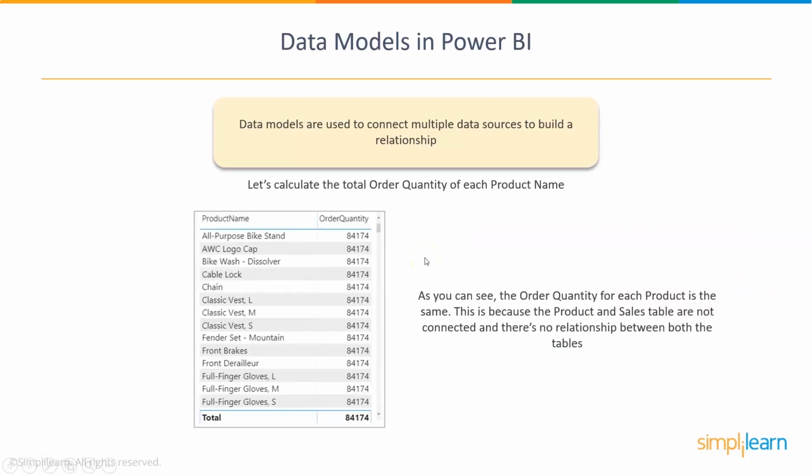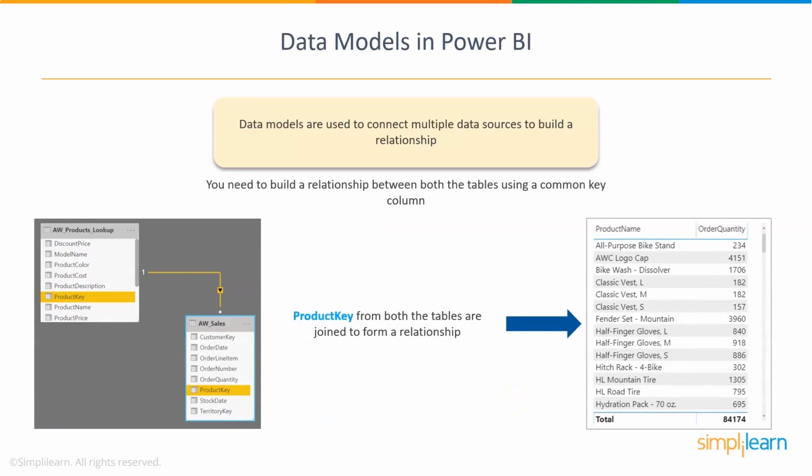The order quantity for each product is basically showing us the same value. Now this is because the product and sales tables are not connected and there is no relationship between them. Even if you want to take two sources and just get information out of them, Power BI would complain that there is no relationship established between them. So what we do is we create a data model. We build a relationship between both the tables using a common key column, which exists in both cases. As I said, there is a product key here, there is a product key here.